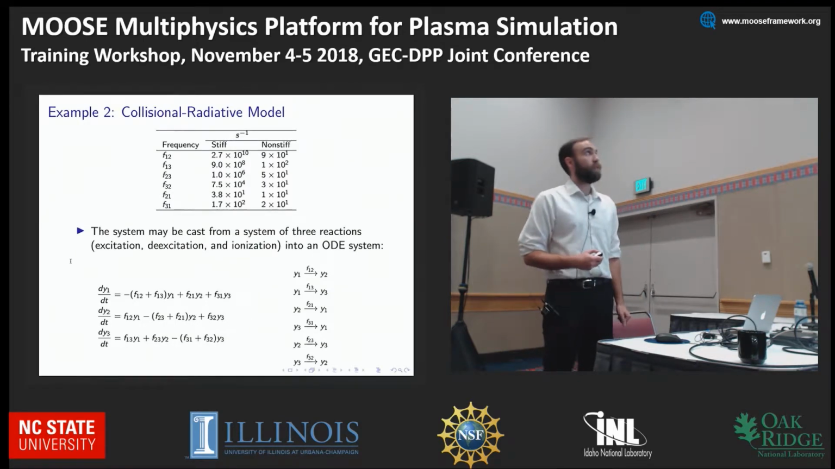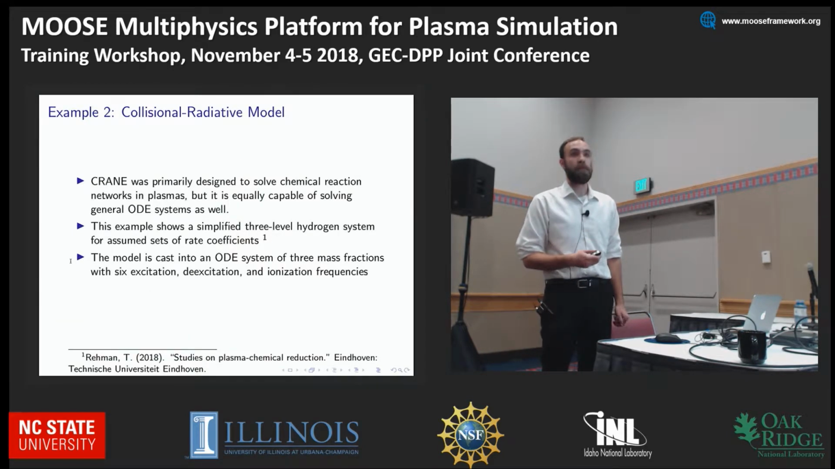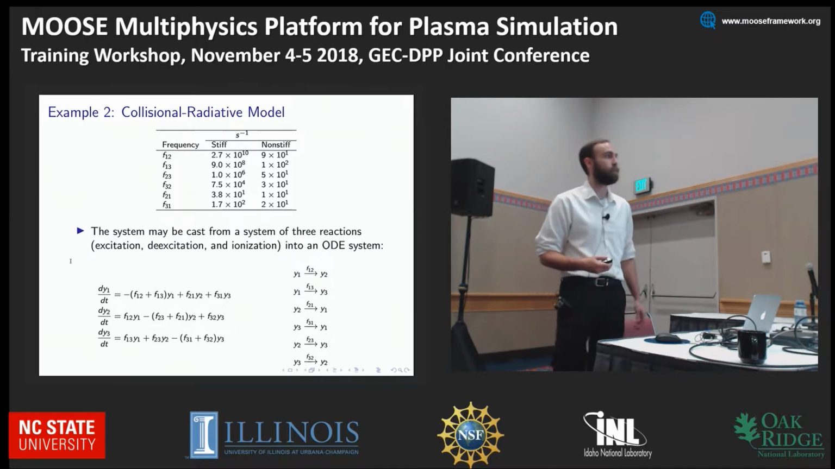This system was taken from the thesis I cited at the bottom of this page if you'd like to look it up yourself. But this system may be cast into a system of 3 reactions that I showed previously, which itself may be formed into an ODE system of 6 transitions. Those are essentially the rate coefficients in this problem. And the non-stiff case is shown on the right. So the frequencies are much closer together, so the problem is very non-stiff.